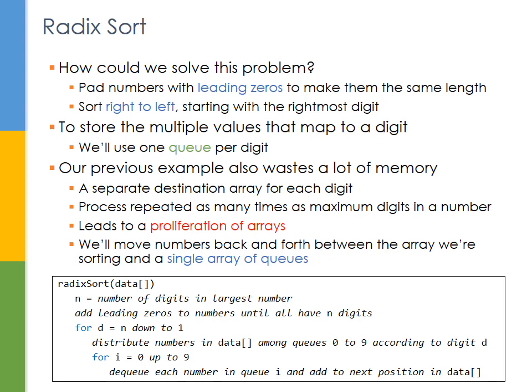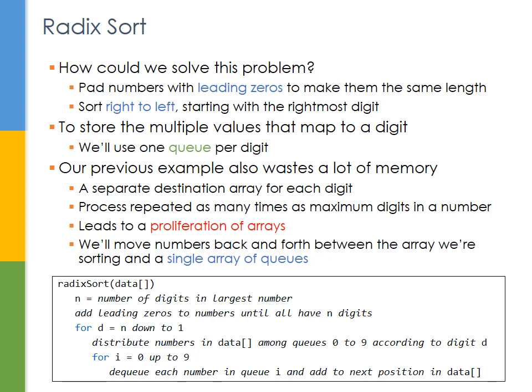So this loop will essentially start with the rightmost digit, and it will move down one digit at a time until eventually it reaches the leftmost digit. Then we need to distribute our numbers within our data array among the queues for the digits 0 to 9, and we do this according to digit D.